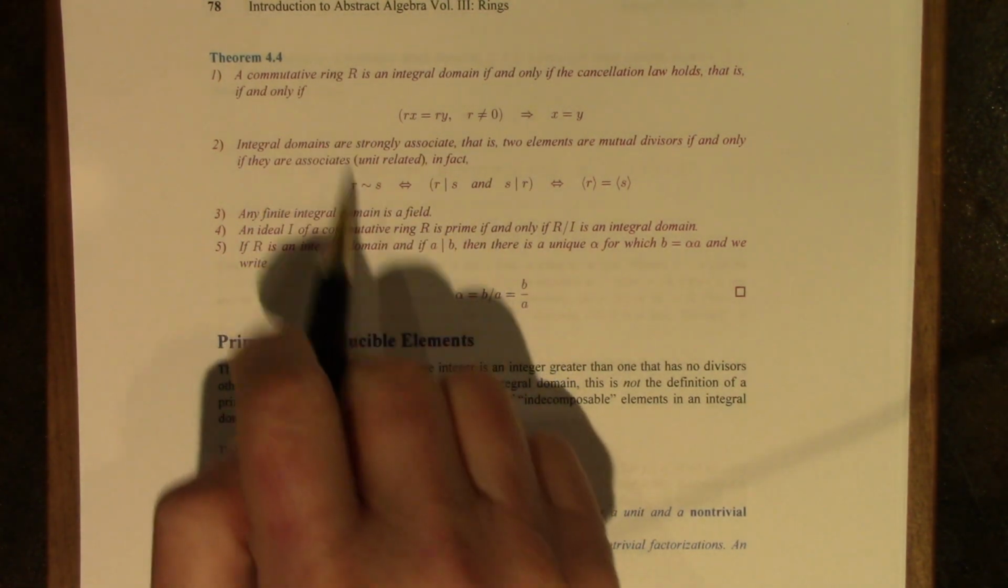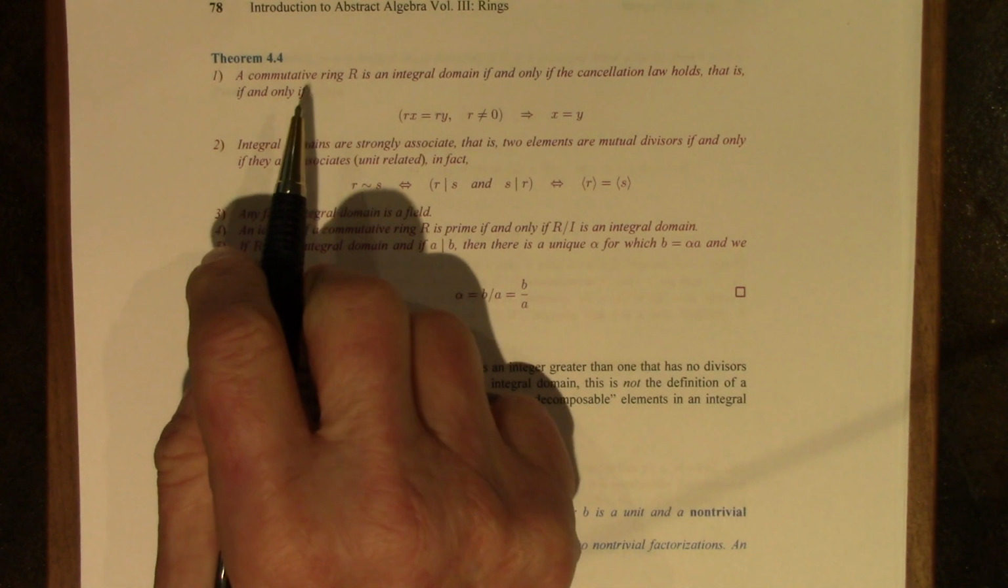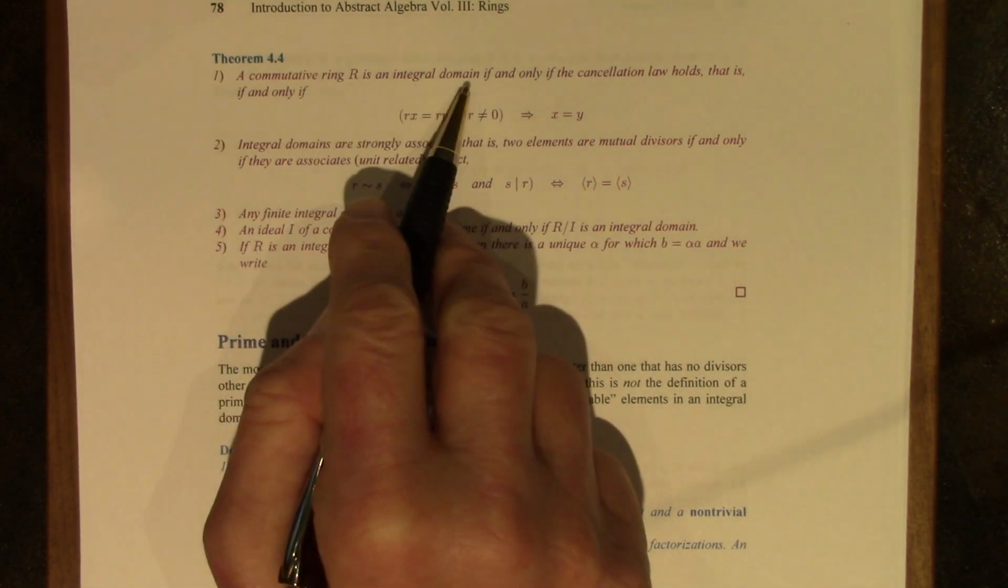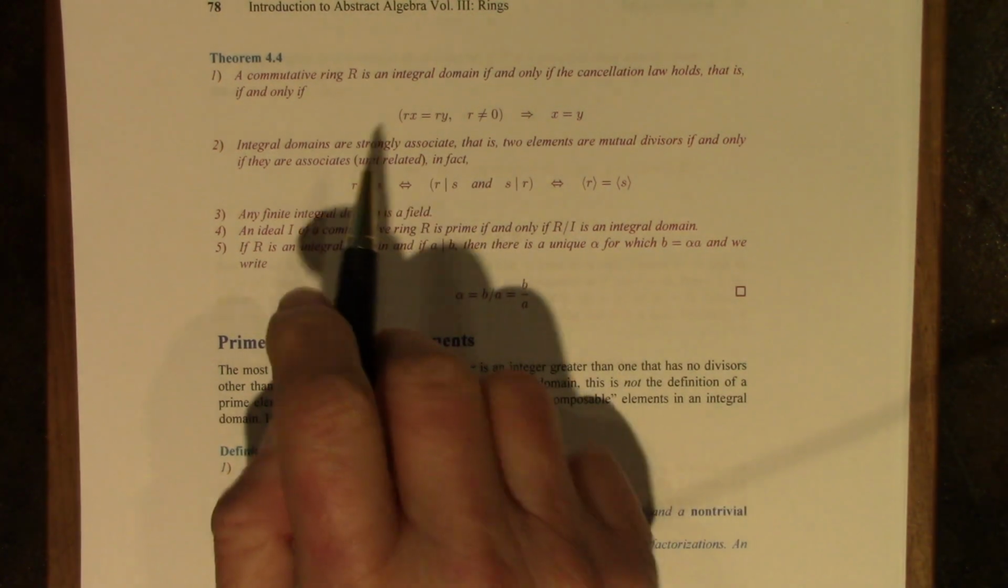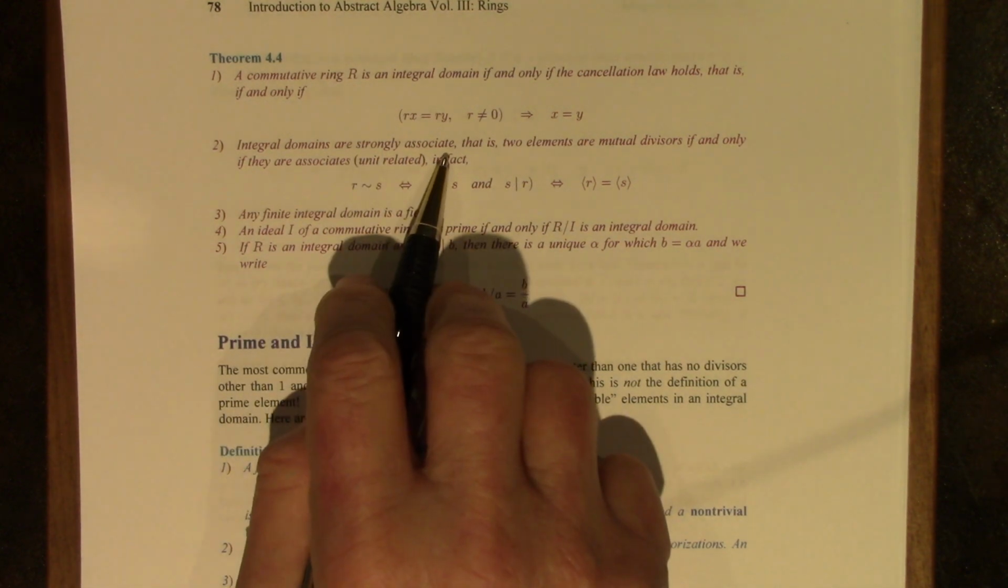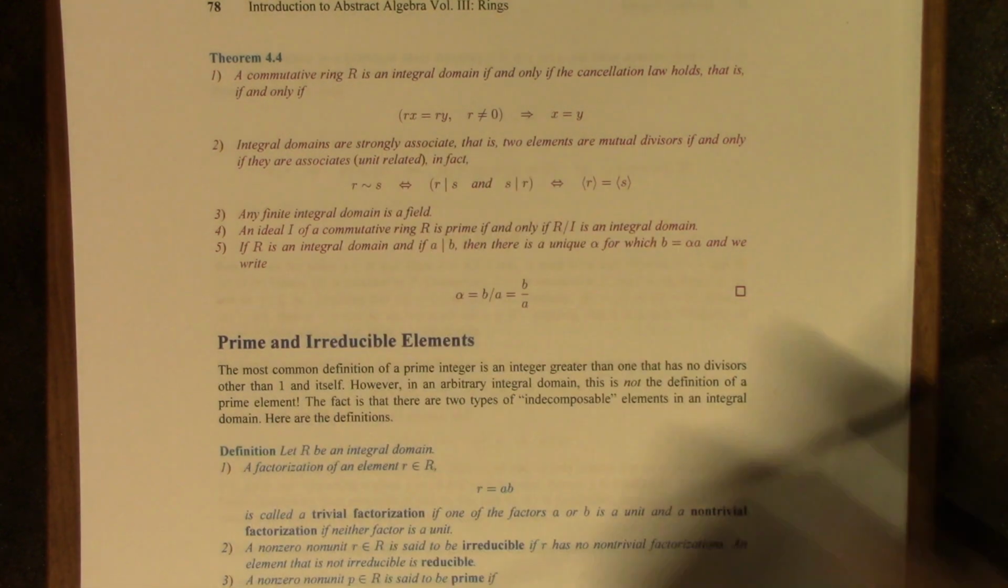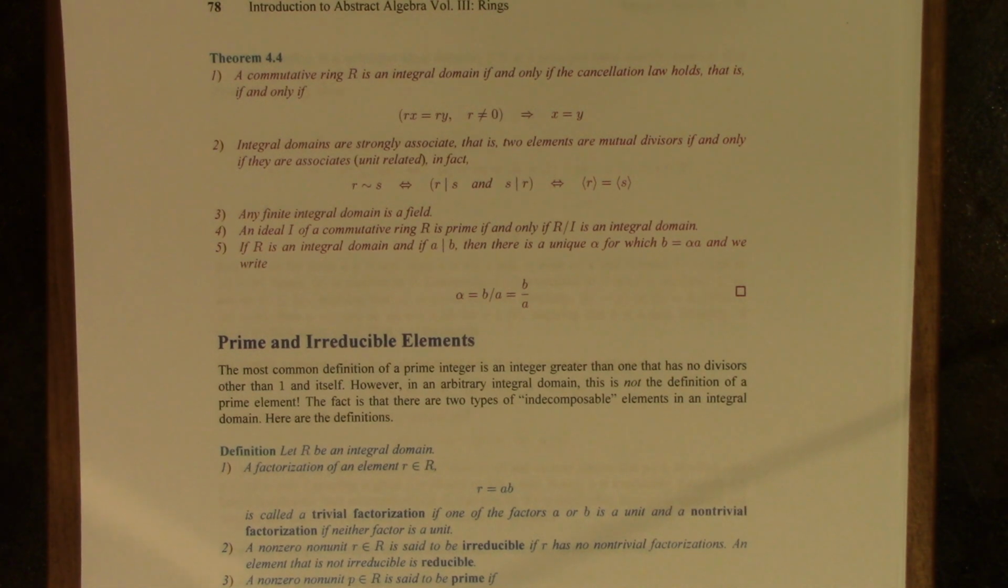Theorem, I believe we've discussed all of this before. A commutative ring R is an integral domain if and only if the cancellation law holds. Cancellation law is very important. We use it often, quite often. Integral domains are strongly associate. That means that two elements are mutual divisors if and only if they are associates, which by our definition means unit related.